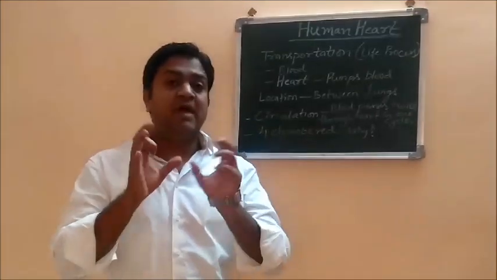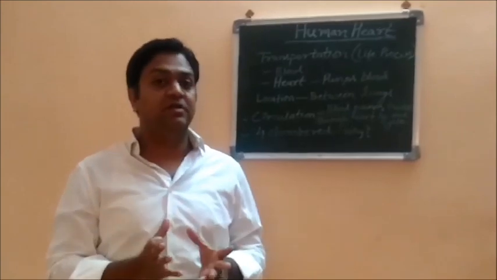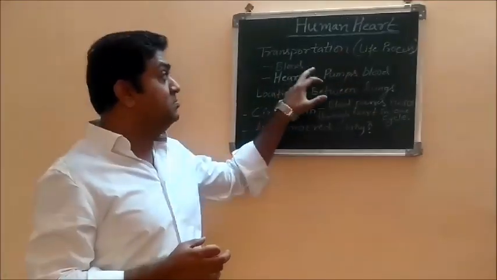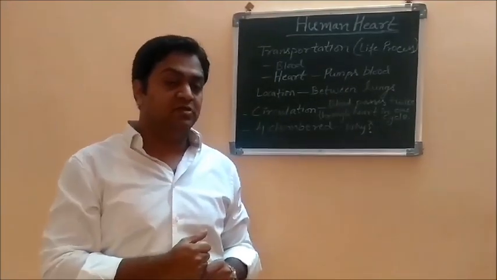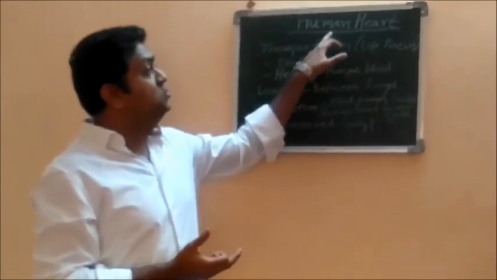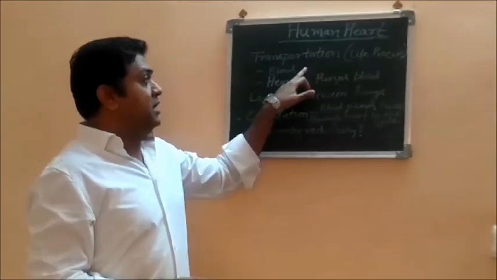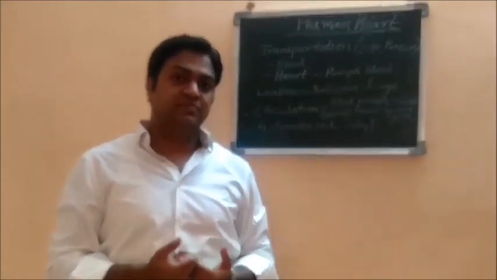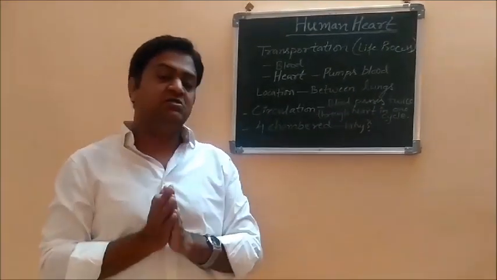Now there should be some mechanism in our body so that this blood can flow throughout our body. So human heart does this work. Human heart pumps the blood so that it can flow throughout our body. So in short, we can say that for transportation of blood, human heart pumps the blood. Now, what is the location of human heart in our body? Human heart is located between the lungs, slightly towards the left side.